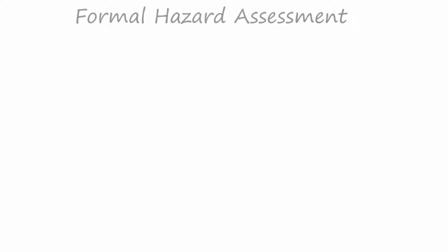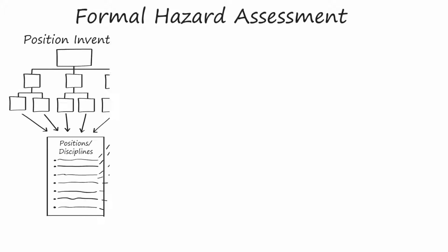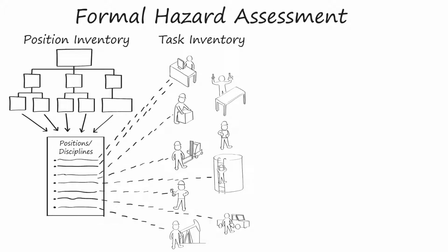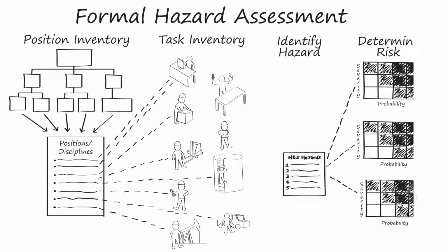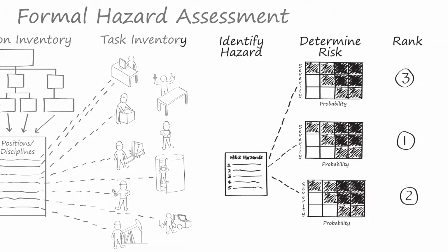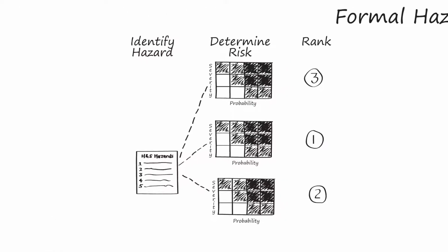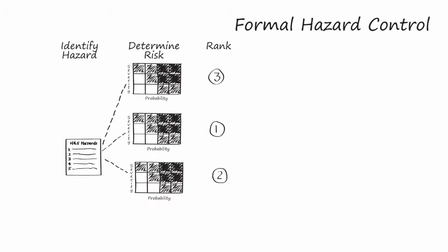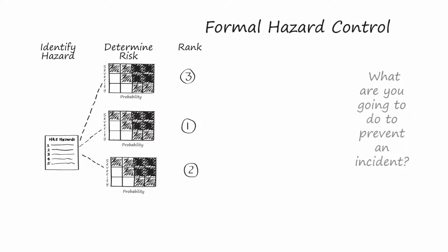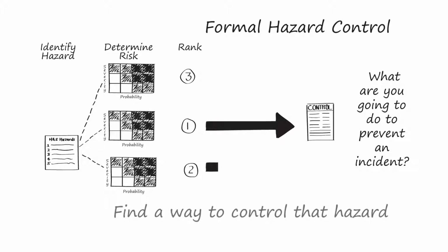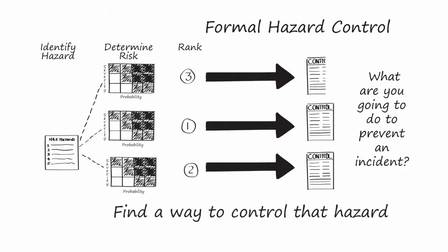In the info session video on Element B, we talked about hazard identification and assessment. In a formal hazard assessment, all the hazards associated with tasks are identified. Once identified, the risks associated with each hazard are assessed and ranked. But now that you've identified and assessed hazards, what are you going to do to prevent an incident arising from those hazards? The next step then is to develop the controls for each of the hazards you identified.